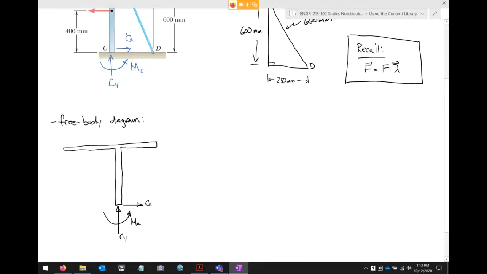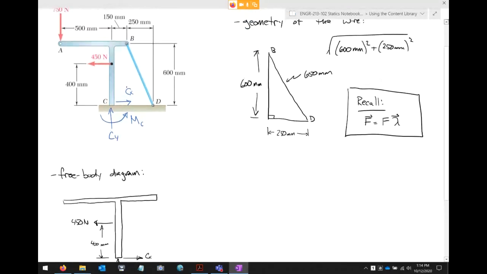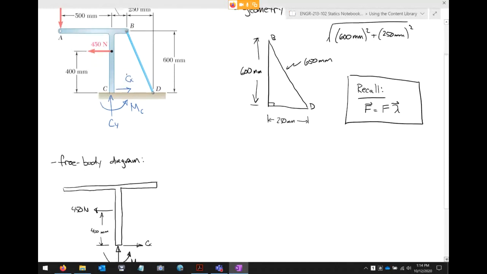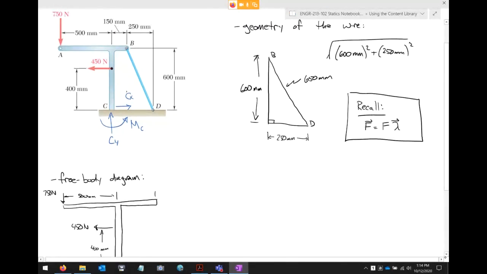Now just to make sure everybody's paying attention, we also have this force right here, which is how much? 450 newtons. And this dimension is 400 millimeters. And we also have this 750 newton force. And this dimension is 500 millimeters. And this dimension here is 150.